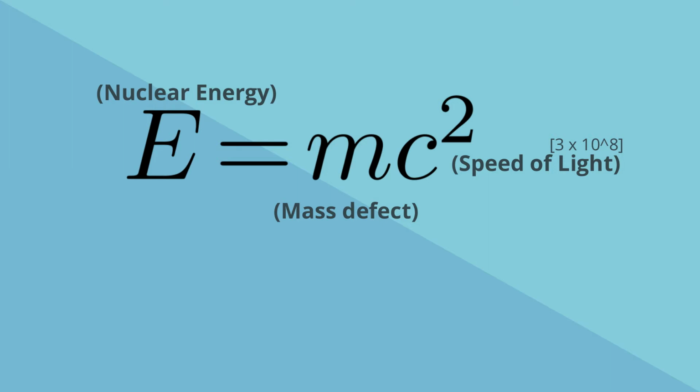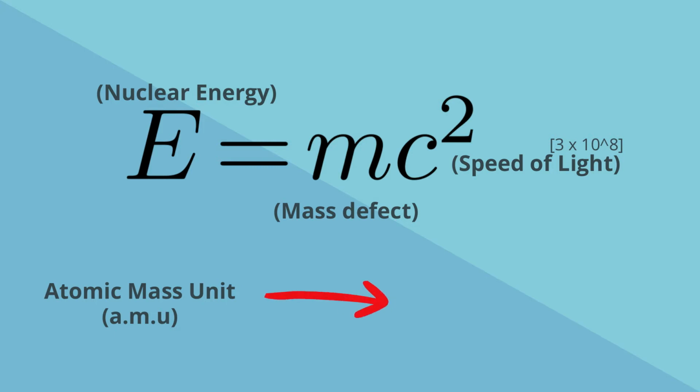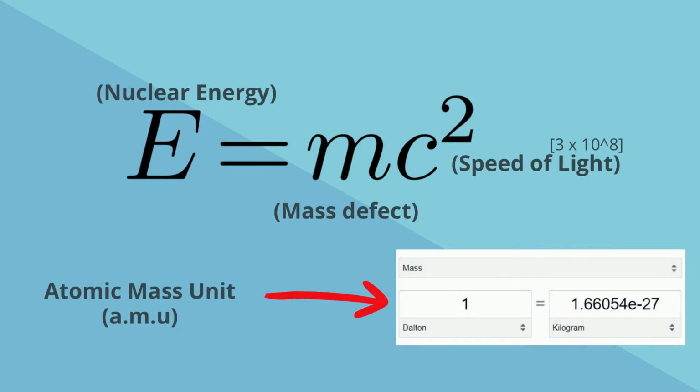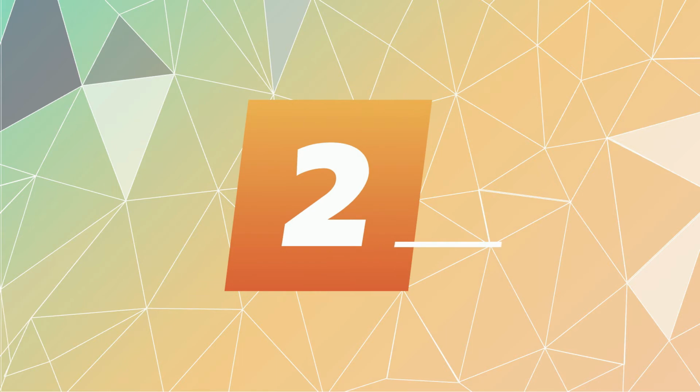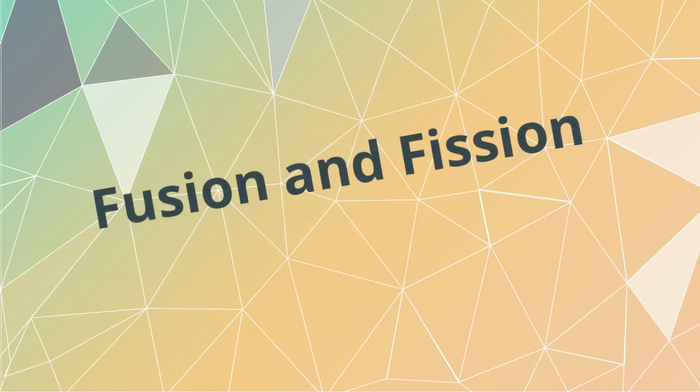Another thing I should mention is the atomic mass unit, which is used to measure the mass of the atomic particles. 1 AMU is equal to 1.66 × 10⁻²⁷ kilograms. Moving on, there are two types of nuclear processes, which are nuclear fission and nuclear fusion.